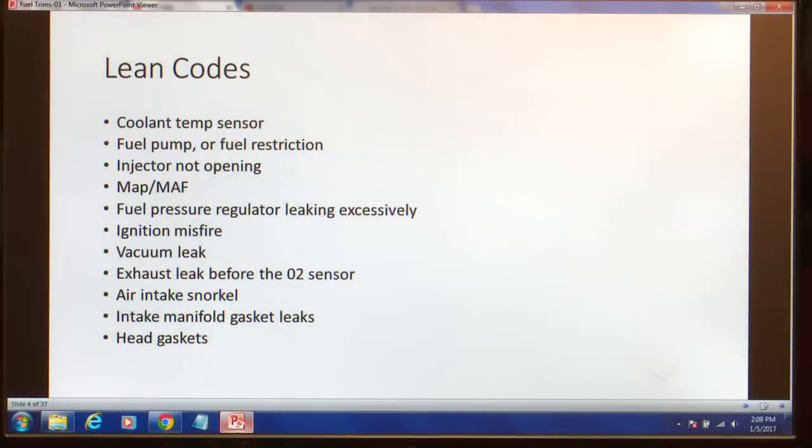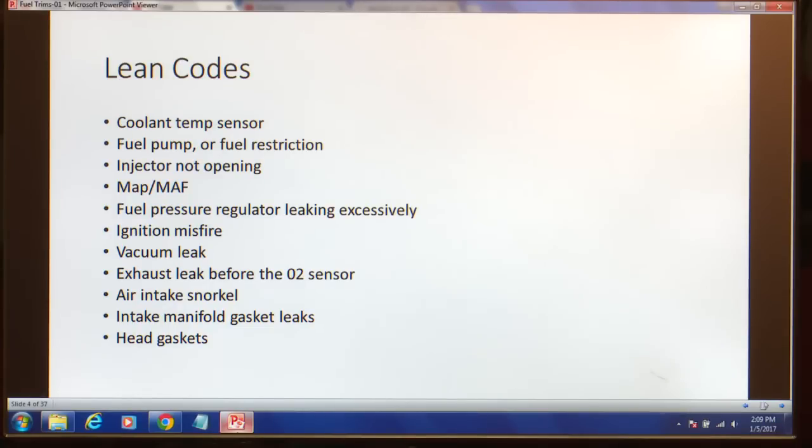All right, things that can cause lean codes. This is just a couple of the things. In all reality, this list could probably go on and on, and you guys probably have stories of some really wacky vehicles out there that caused some really weird lean codes that were incredibly hard to find. These are the common ones.